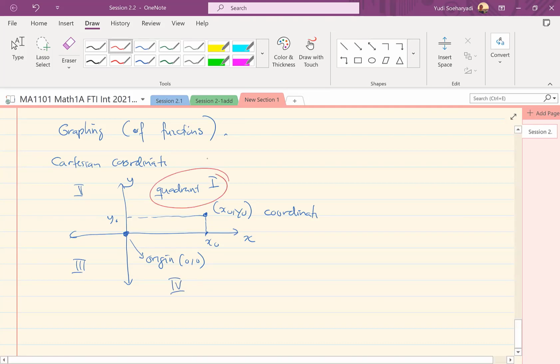The first quadrant is where the X positive, Y is positive. Here, the third quadrant means you have X negative and Y also negative. Okay, so I guess you're familiar with this one.